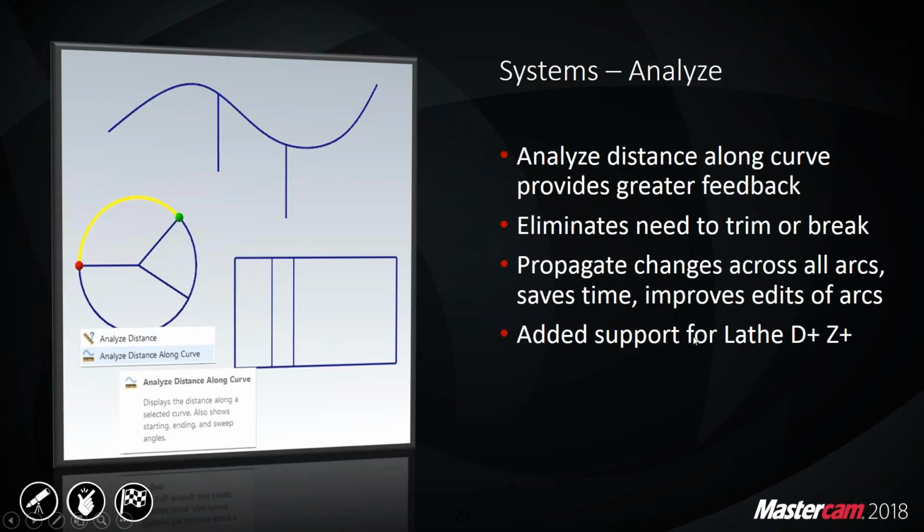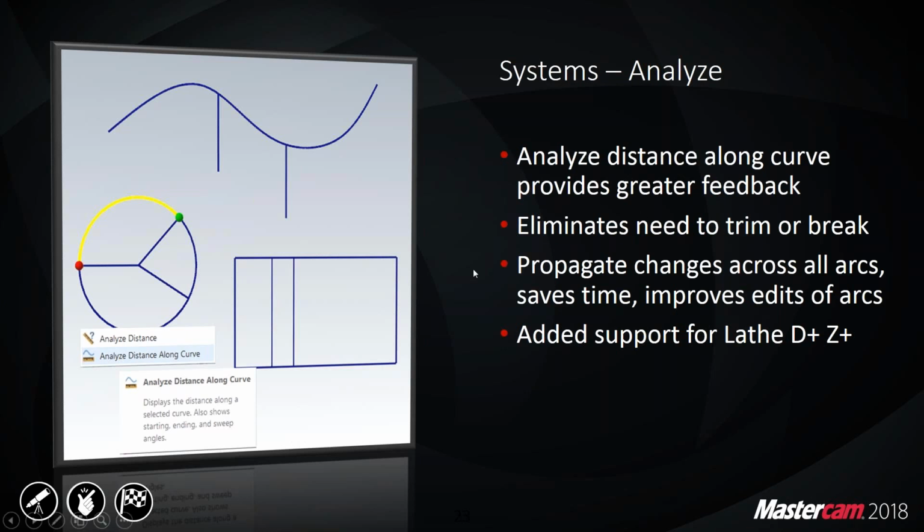So analyze along a curve. If any of you wanted to do this in previous versions of Mastercam, you basically had to draw a reference geometry and then break the entity and then measure that broken entity. Where now if you're on any curve in Mastercam, whether it's a regular arc or it's a spline curve, you can basically select it via these red and green dots, and pick up any distance along a curve that you want to measure.